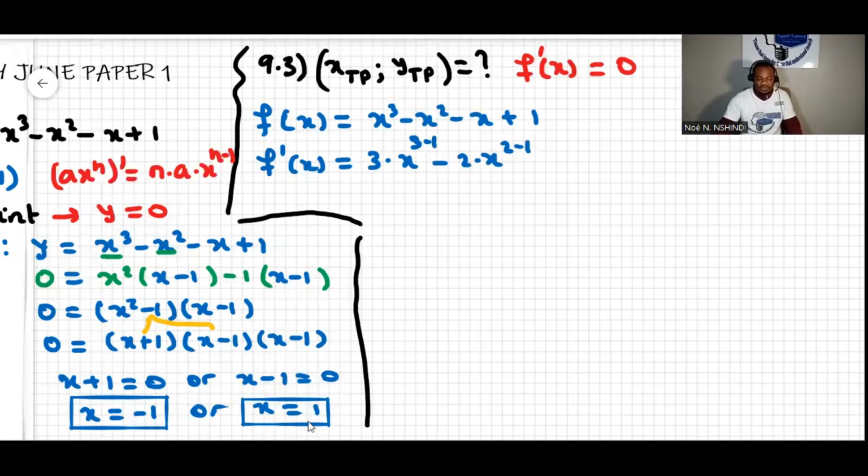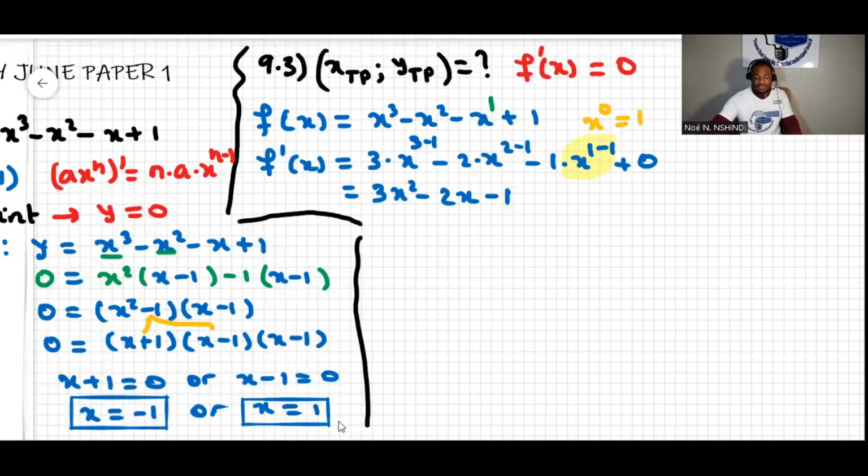Over here the exponent is just 1, so I'm gonna say minus 1 times x to the power of 1 minus 1, and the derivative of any constant is 0, and then this will be equal to 3x squared minus 2x. Because 2 minus 1 is just 1, I don't need to write the exponent 1, and that makes negative 1 because this part makes x to the power of 0, and x to the power of 0 is just 1. So I'm just gonna say minus 1 here.